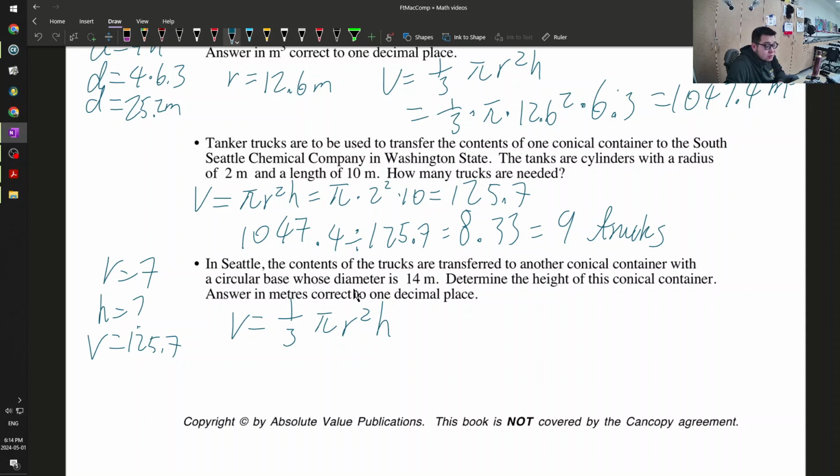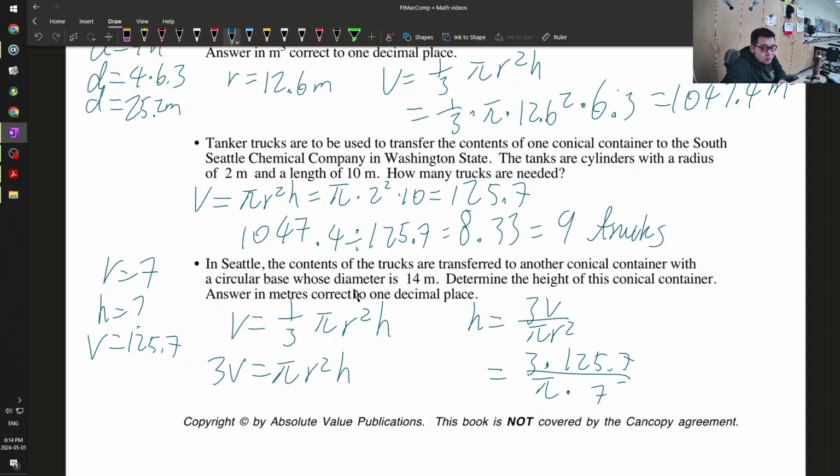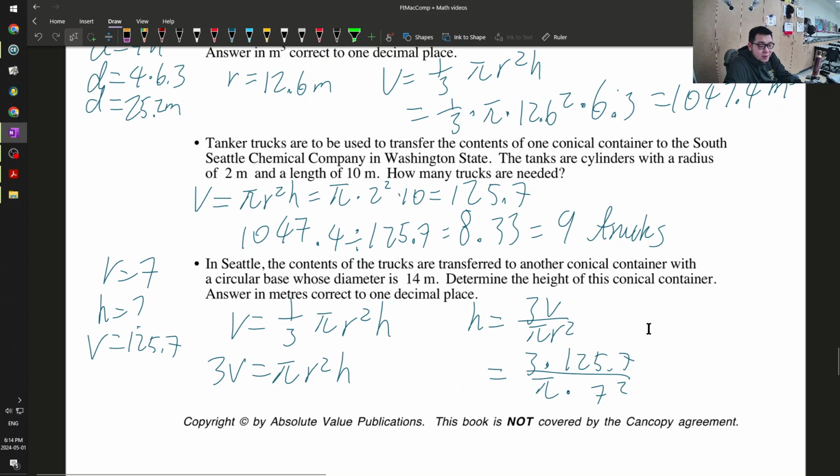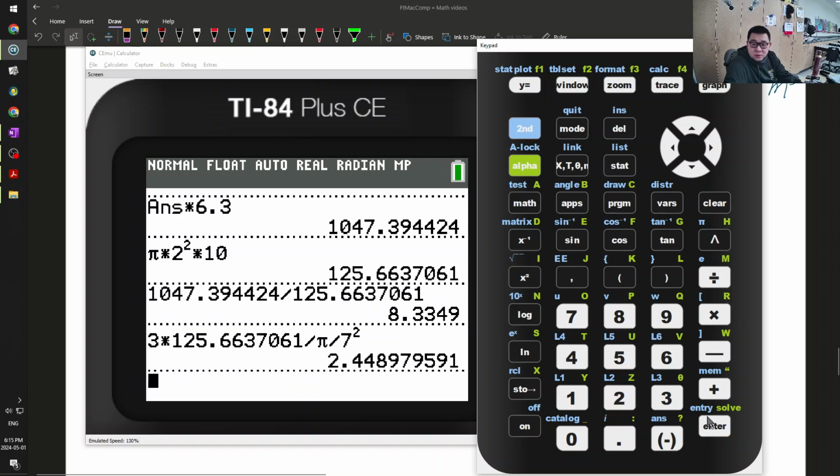So now, isolate for height. Multiply everything by 3. 3V is equal to pi r squared h. Divide both sides by pi r squared. H is equal to 3V over pi r squared. Plug in everything: 3 times 125.7 divided by pi divided by r squared, so 7 squared. So 3 times 125.66 divided by pi divided by 7 squared.